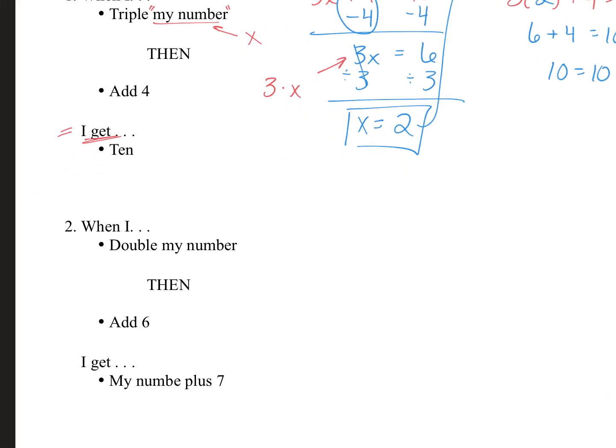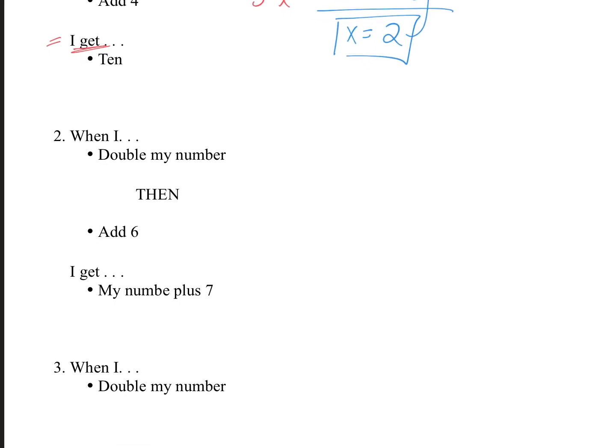Okay, let's try another one. Okay, so similar problem here. It says when I double my number, so doubling my number, that would mean multiplying my number by 2. And remember that my number, that's just going to be x right now. So multiply x by 2, 2x. Then add 6, plus 6. I get, whenever we see that I get, I know that I'm going to be using an equal sign. My number, it says numby, but it should say number. My number, which is once again x, plus 7.